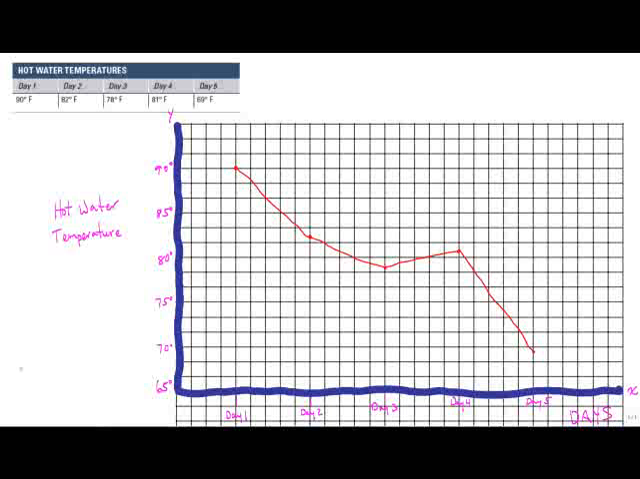Once we have graphed this, we have represented the table of data visually, and we can clearly see that water temperature is gradually making its way down, which means the hot water temperatures are getting cooler, and we can extrapolate that day 6's water temperature will be well below the 65-degree mark. And if we remember, extrapolate simply means to estimate a value based on the trend or the pattern that we're seeing here.